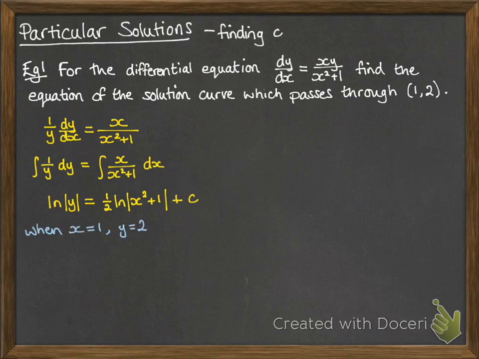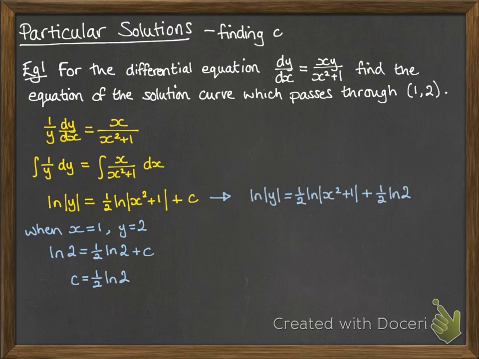Now we know that when x is 1, y is 2, because it passes through the point 1, 2. So we substitute that in and we can work out what c should be. So log 2 is equal to half log 2 plus c. This tells us that c is equal to half log 2. So put it into our equation for the curve and we get this.